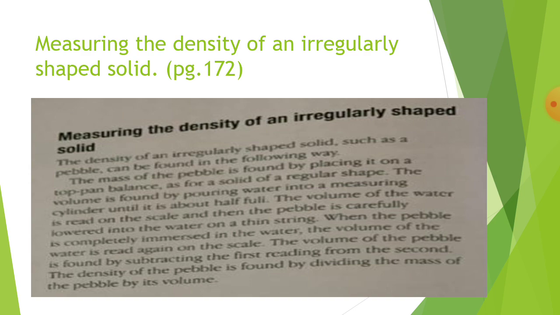The volume is found by pouring water into a measuring cylinder until it is about half full. The volume of the water is read on the scale, and then the pebble is carefully lowered into the water on a thin string. When the pebble is completely immersed in the water, the volume of the water is read again on the scale. The volume of the pebble is found by subtracting the first reading from the second. The density of the pebble is found by dividing the mass of the pebble by its volume.